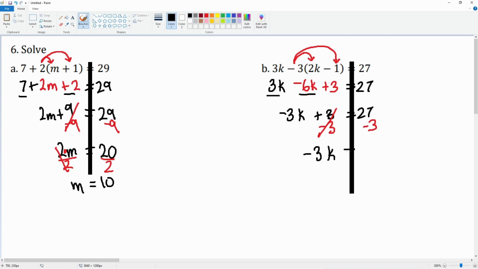-3k is equal to 27 minus 3, and that becomes 24. Divide by -3 to both sides. -3 divided by -3 cancels, leaving you with just a k is equal to -8. So k does equal -8.